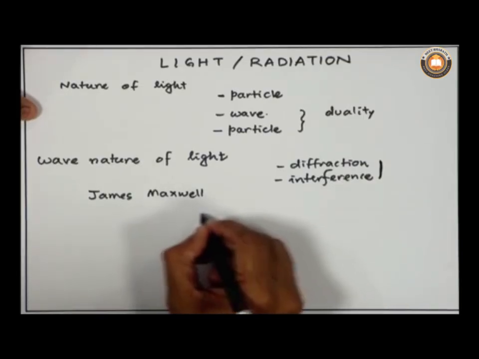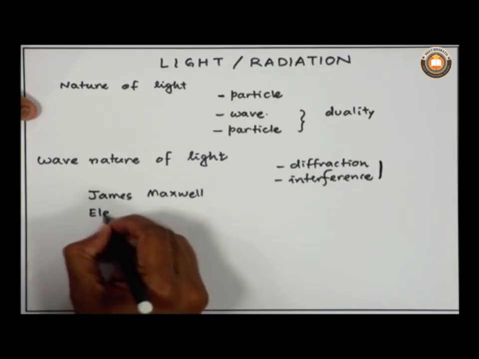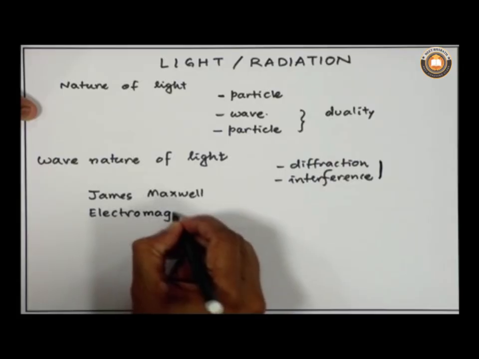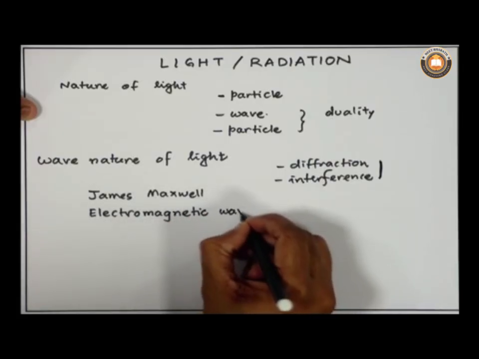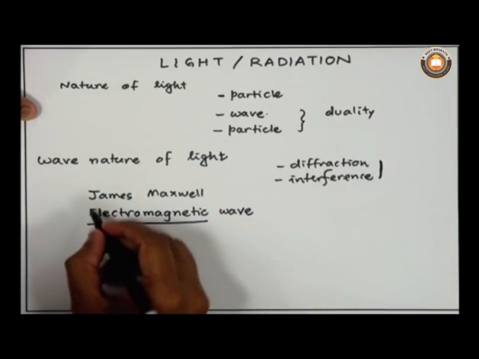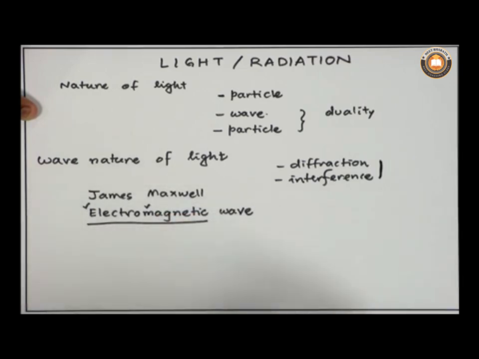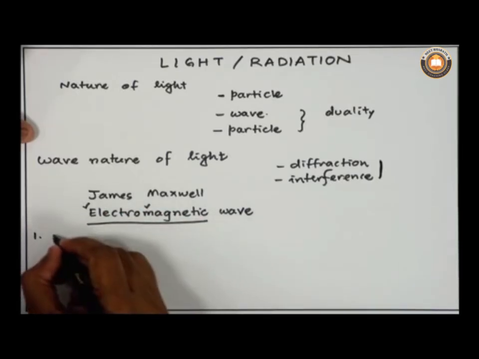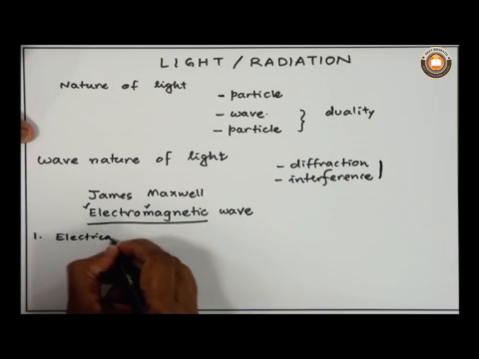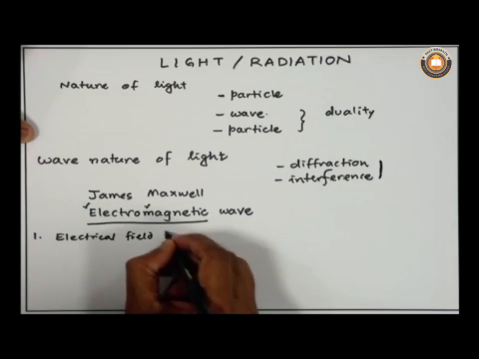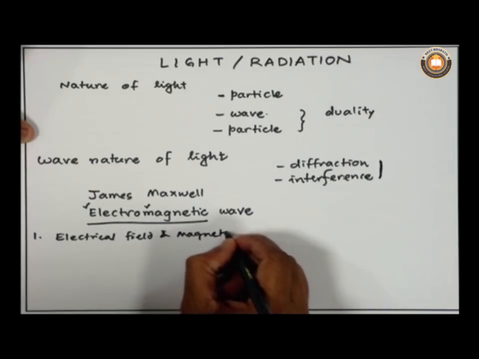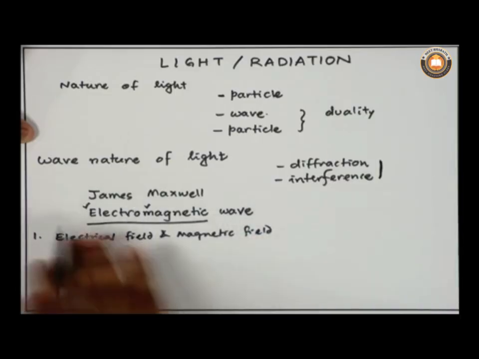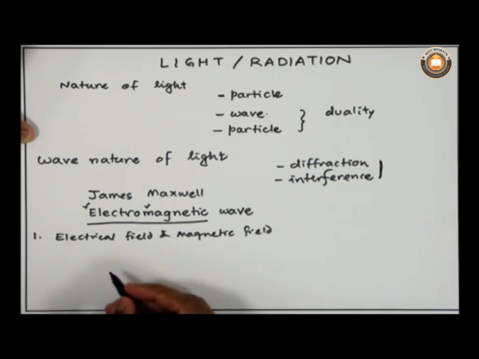What he proposed is that light is an electromagnetic wave. This is a special kind of wave, as the name suggests: it has an electric component, it has a magnetic component, and it is a wave. So, this electromagnetic radiation has an electrical field and a magnetic field. When this wave propagates, it produces an electric field and it produces a magnetic field.